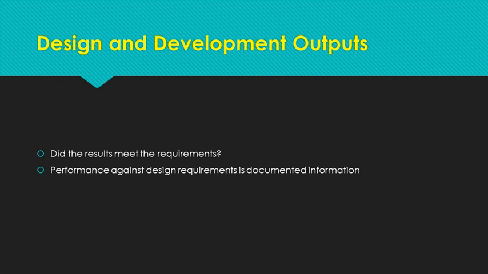So yes, some neat things have been invented by accident, but the idea of the design and development of products and services process in ISO 9001 is to come up with a product that meets the end requirements that we defined as inputs. Again, the performance of the product against the design requirements is documented information.